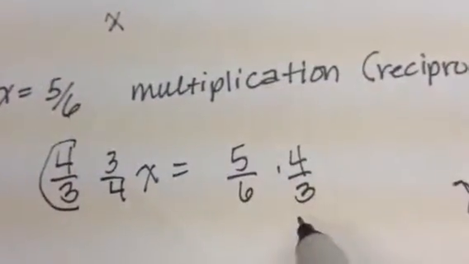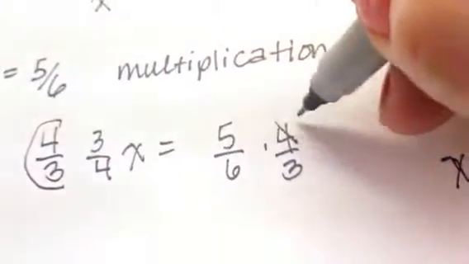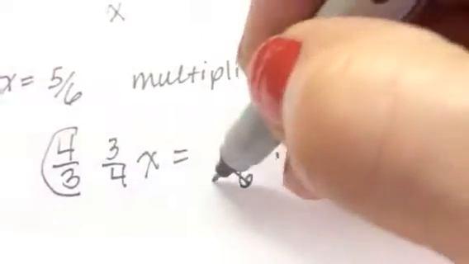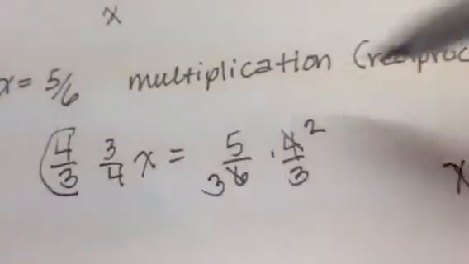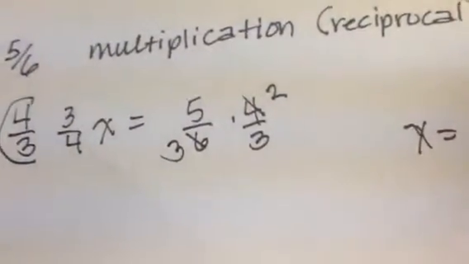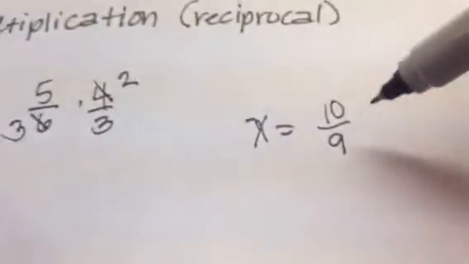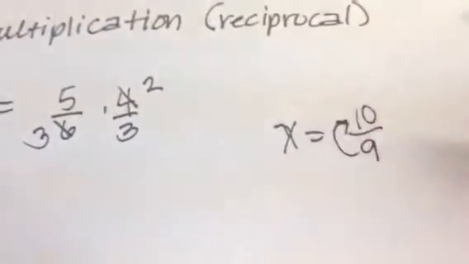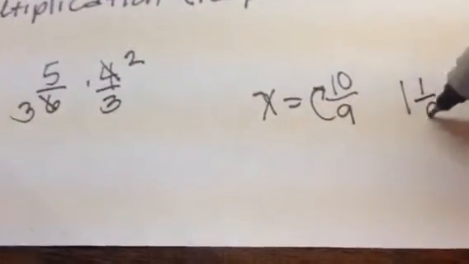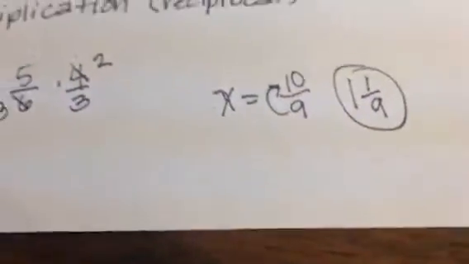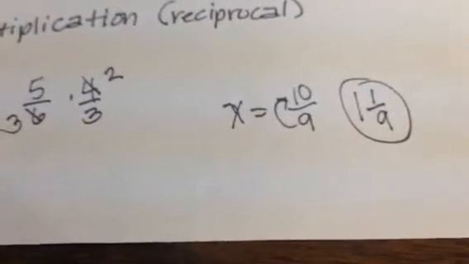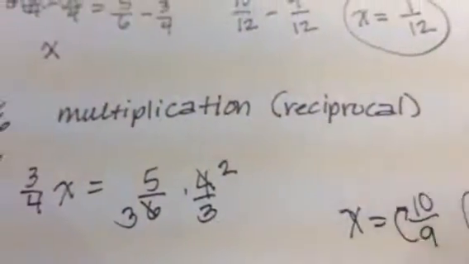Can I cross cancel? Yes, I can. 2 goes into 4 twice. 2 goes into 6 3 times. Now multiply across. I have 10 over 9. Improper. Divide that in there. It goes 1 and 1/9. So x equals 1 and 1/9. Okay, it's not really difficult. You just have to keep it straight in your brain.